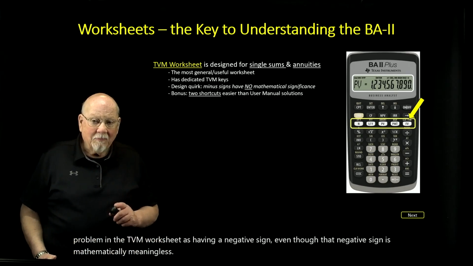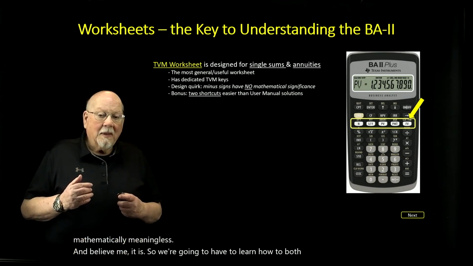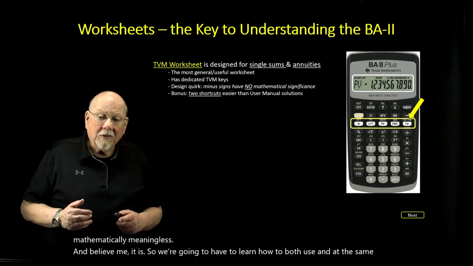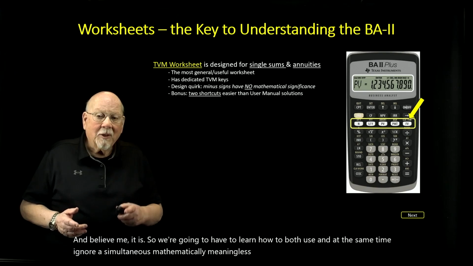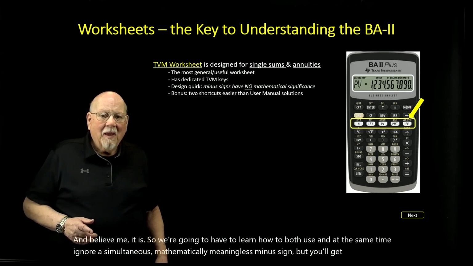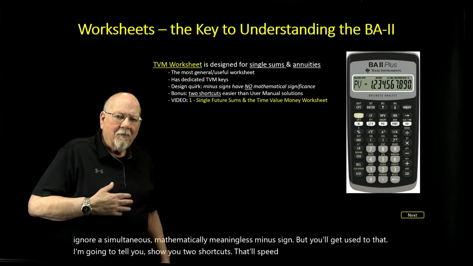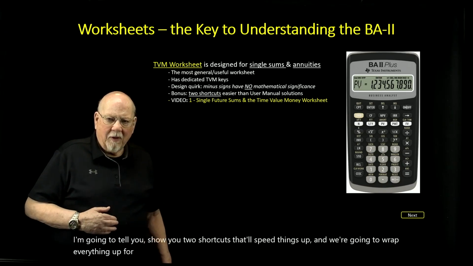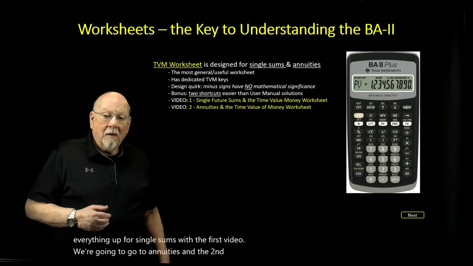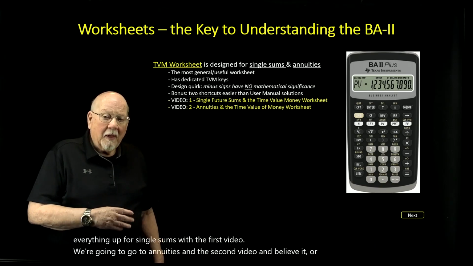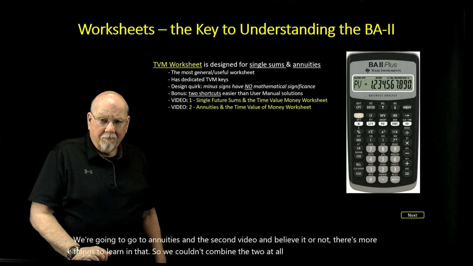And believe me, it is. So we're going to have to learn how to both use and at the same time ignore a mathematically meaningless minus sign. But you'll get used to that. I'm going to show you 2 shortcuts that'll speed things up, and we're going to wrap everything up for single sums with the first video. We're going to go to annuities in the second video, and believe it or not, there's more things to learn in that, so we couldn't combine the 2 at all. There's just too much to cover.